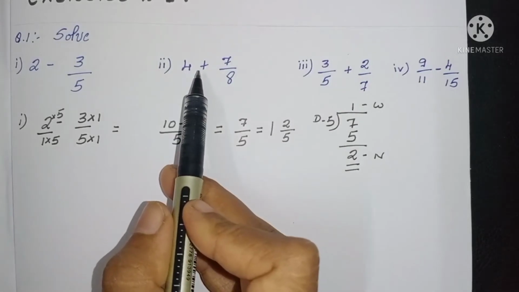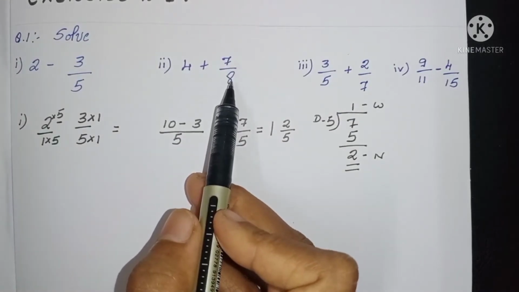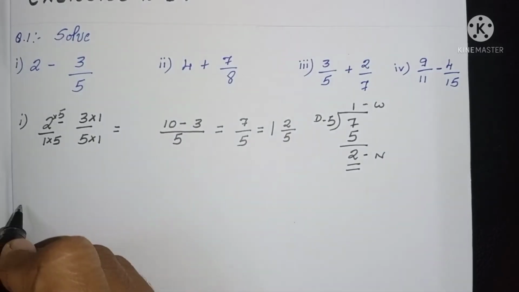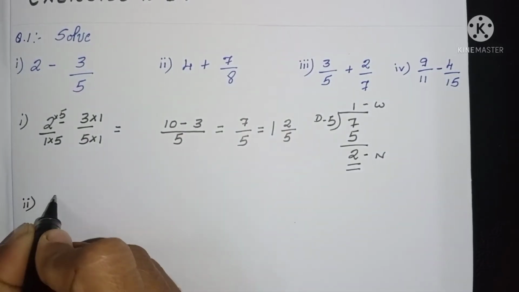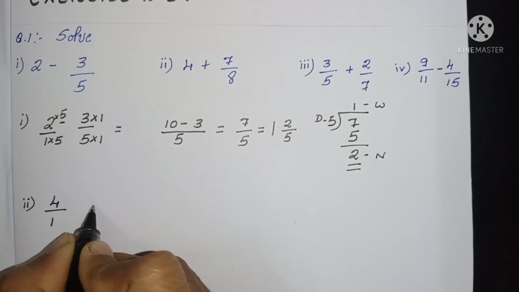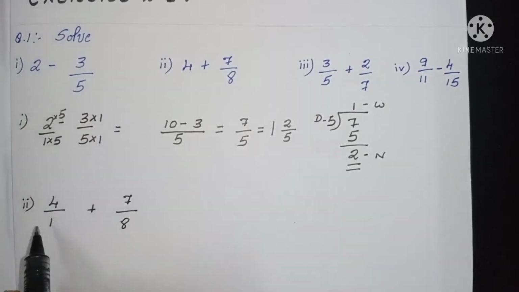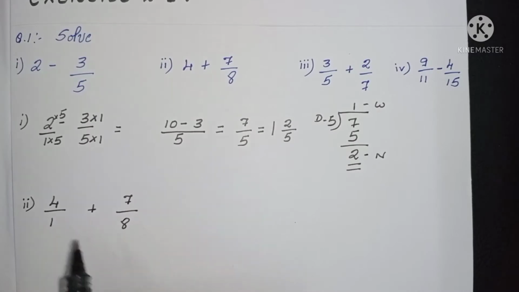Second, 4 plus 7 by 8. So again 4 is a whole number. We have to write that in terms of fraction. So it is 4 by 1 plus 7 by 8. So the LCM of 8 and 1 is 8 itself.